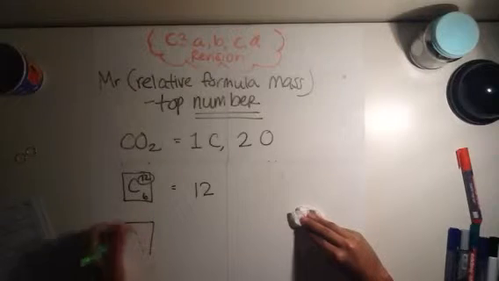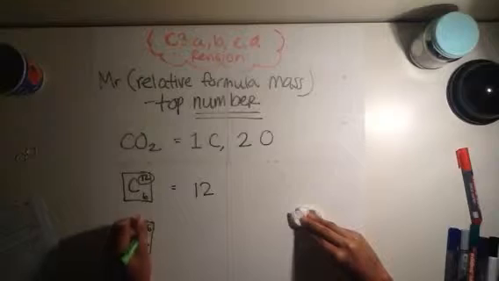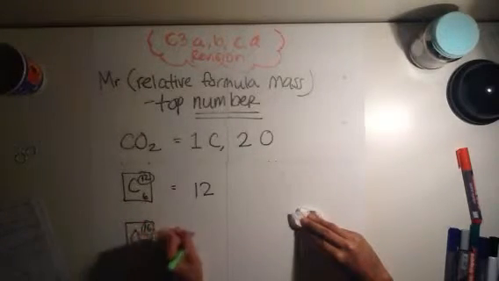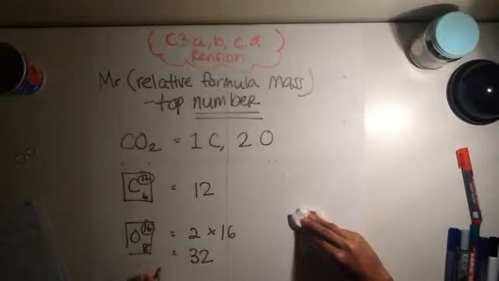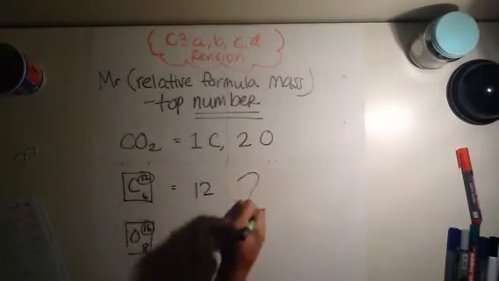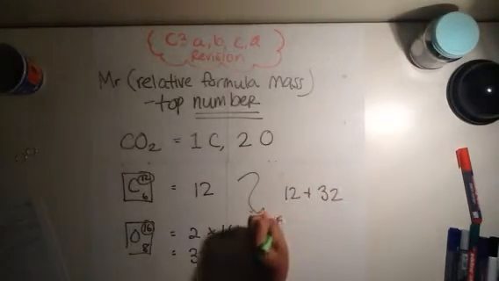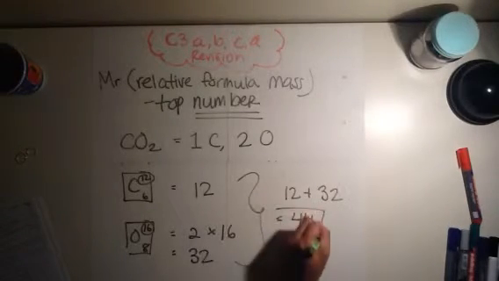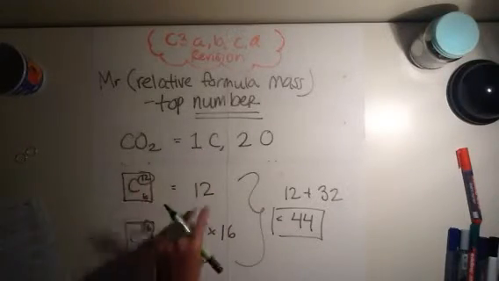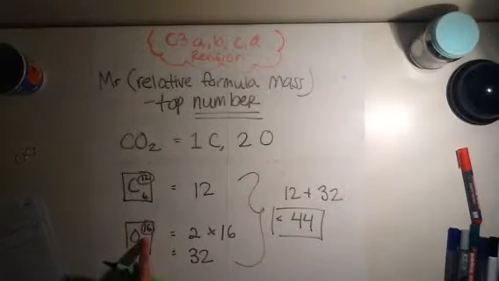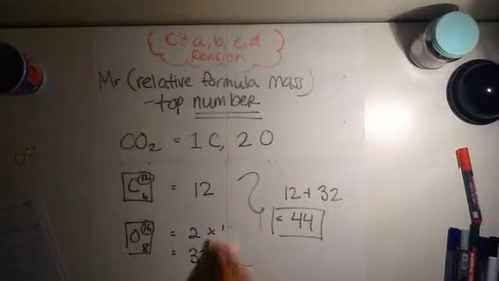Now for oxygen, we've done this before, 16 and 8. 16, how many do we have? 2, so it's going to be 2 times 16, which equals 32. Now it's CO2 together, so you have to add them. It's going to be 12 plus 32, which gives you 44. So 44 is the relative formula mass for carbon dioxide because you have 1 carbon, which is 12, and 2 oxygens, which is 16 times 2 because there's 2 of them. So 32 plus 12. That's carbon dioxide and water.